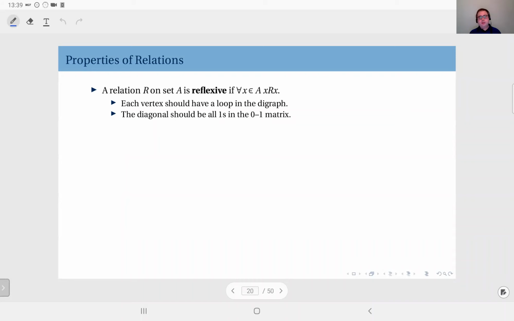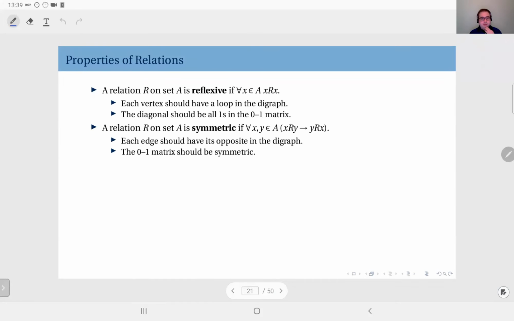Now, how do you spot this? When you look at the digraph, you have to have a loop at every vertex. And if you look at the 0-1 matrix, you have to have all ones on the main diagonal. If you have just a single zero, the relation is not reflexive. The next property is symmetry.